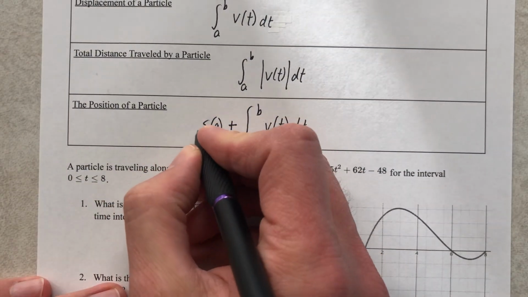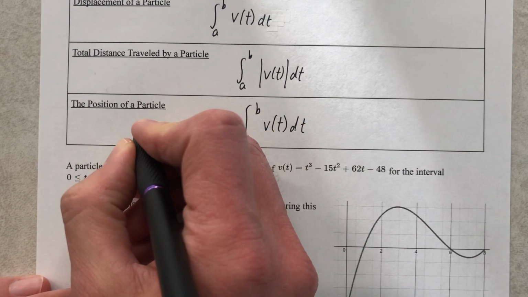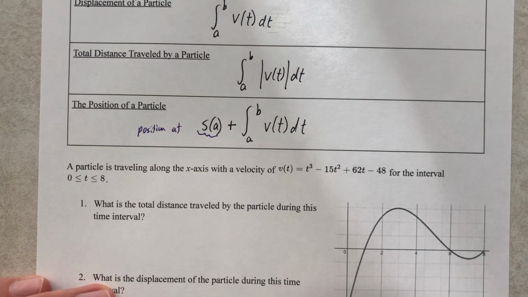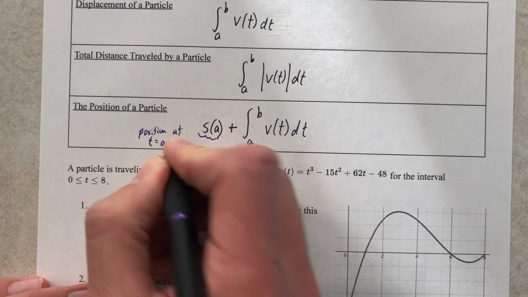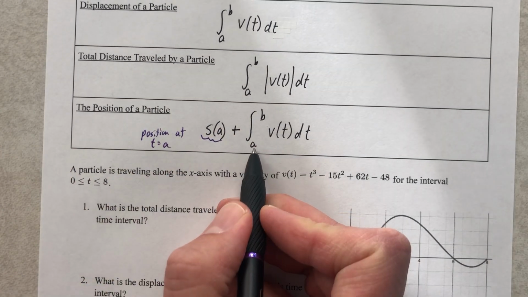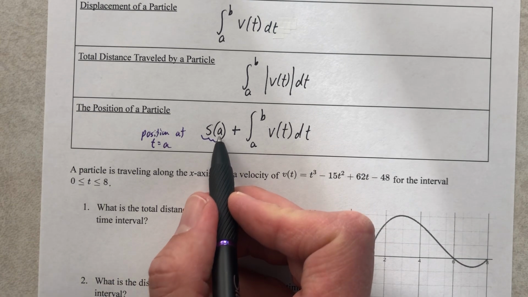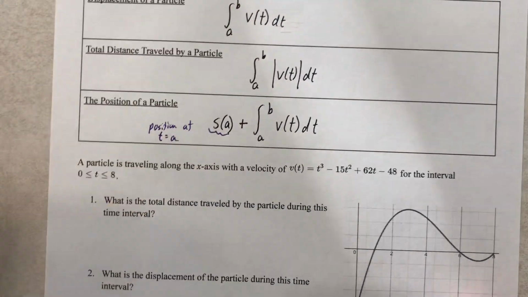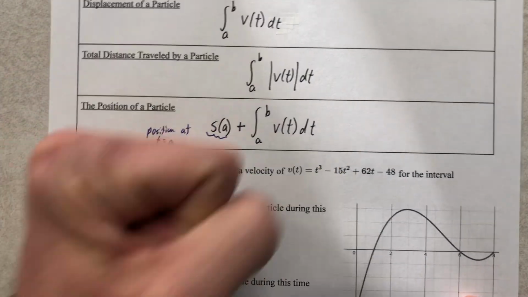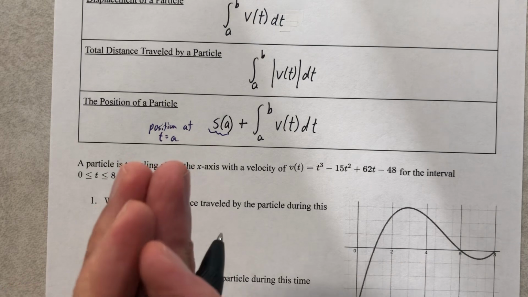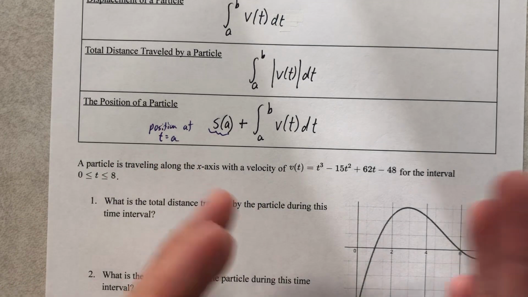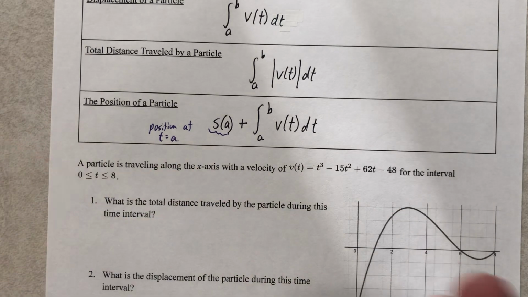So this guy right here is going to be the position of the particle at a specific time, and that time is at A being the beginning of our interval. So we begin at a specific place. So we begin, and then we move around. So I have a starting point, and then I have some motion. Starting point plus the complete displacement, positive, negative, whatever it is, will tell me where I am.